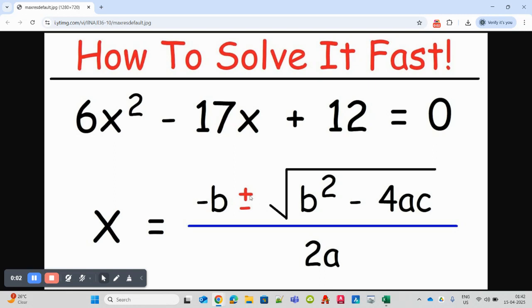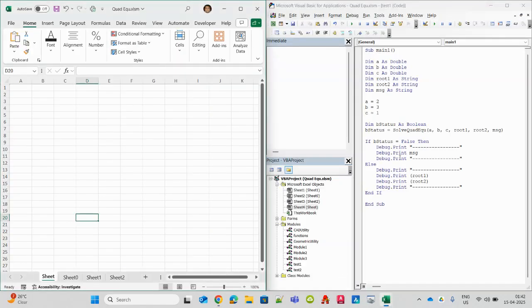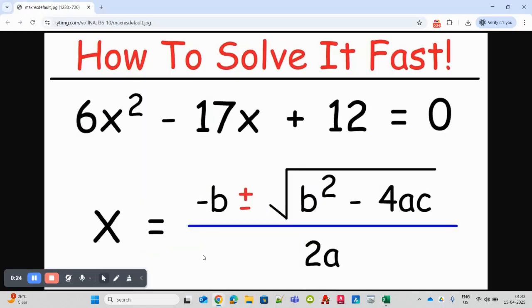Hello students, in this video we are going to learn how to solve a quadratic equation using Excel VBA. I have a code written which solves a quadratic equation with a function written in VBA. It is assumed that you know what a quadratic equation is and how it is solved using this formula.